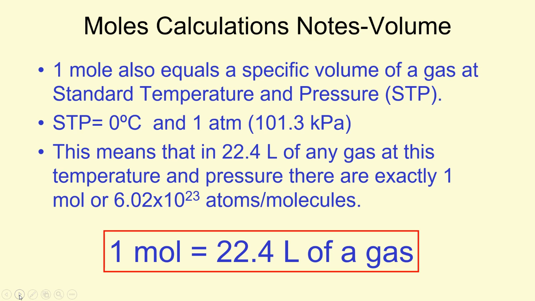So the actual conversion factor says that 1 mole is equal to 22.4 liters of a gas at STP. What this is telling us is that in exactly 22.4 liters of any gas at that temperature and pressure, there's going to be exactly 1 mole, or 6.02 times 10 to the 23rd atoms or molecules of that gas. And it does not matter what gas it is. The only caveat is the temperature and pressure.